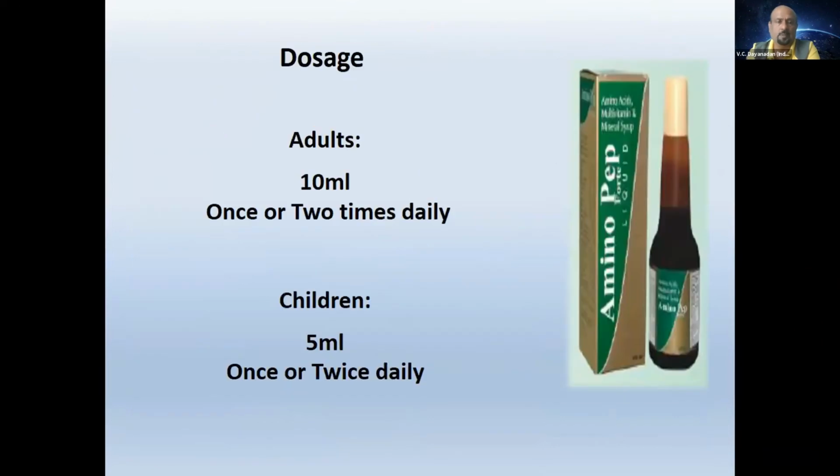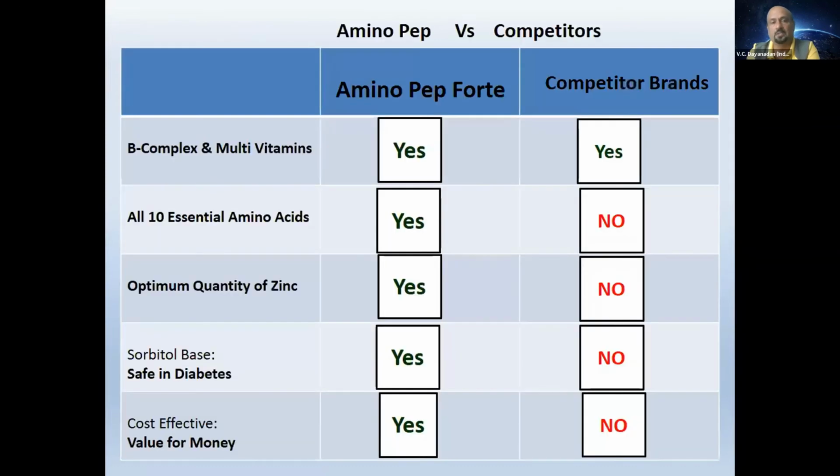It's normally recommended at 10 ml once or twice, and for kids, 5 ml once or twice. If somebody is seriously sick and recovering, you can step up to 15 ml also. It's chocolatey flavor. It's sweet, but has no natural sugar, so it can be safely given to diabetes patients also. And for those who have a little challenge identifying the right supplement, probably this could help you.